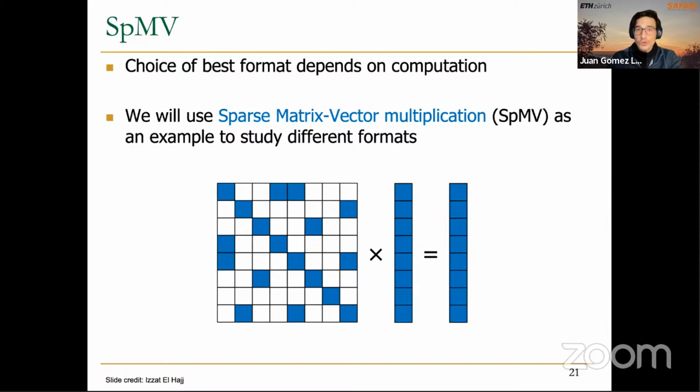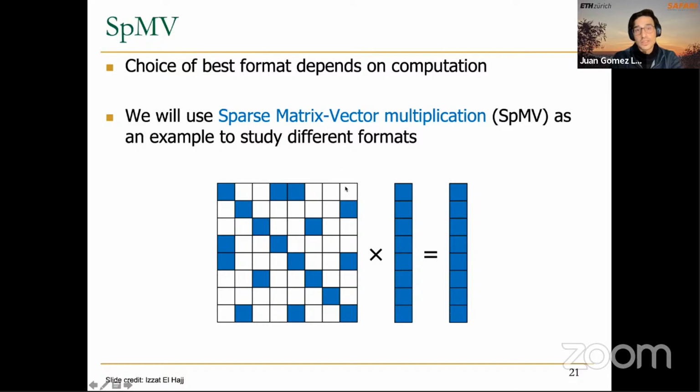Over the course of the presentation, and especially the first part, we are going to talk mostly about one key algorithm for sparse matrices, that is the sparse matrix vector multiplication, or SPMV. In a sparse matrix vector multiplication, what we do is multiply a sparse matrix by a dense vector, and we will obtain a dense vector as well.